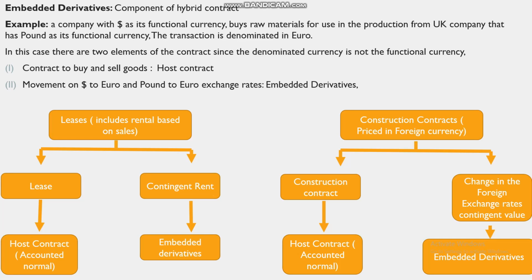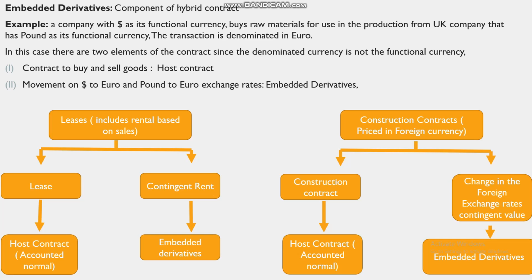You already studied about the hybrid cars, hybrid vehicles and all. So this is the same type. Here, in one particular contract, there are two sub-contracts which are different. Let's understand this with the example.